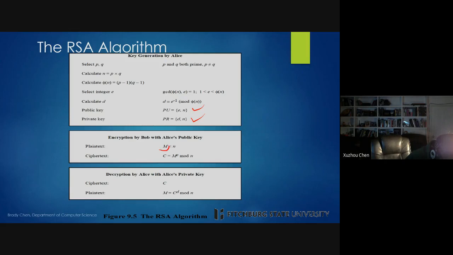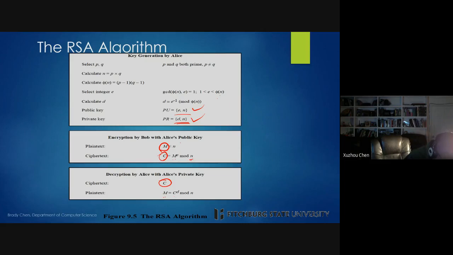So now if you have a plaintext M, you can calculate the ciphertext C by doing M to the E, which is the public key, modulo N. Here they use lowercase n, but in my case I use capital N. It doesn't matter. Now the decryption is going to be relatively easy. Once you have C, if you don't know D, you cannot find M. But if you have the value of D, that's the private key.